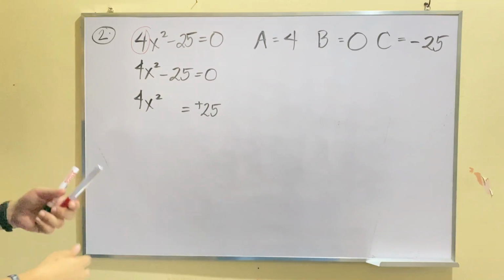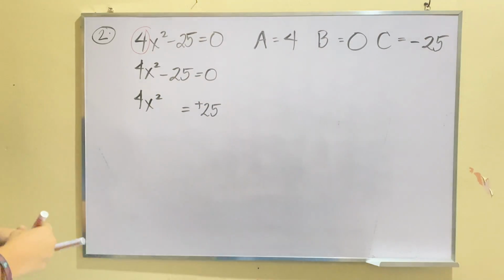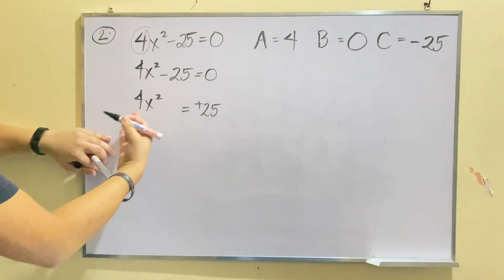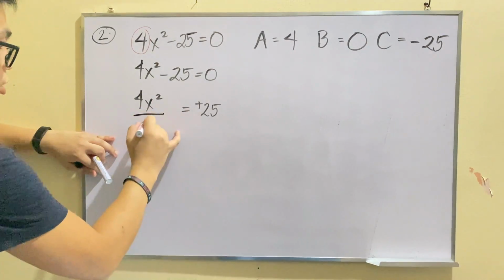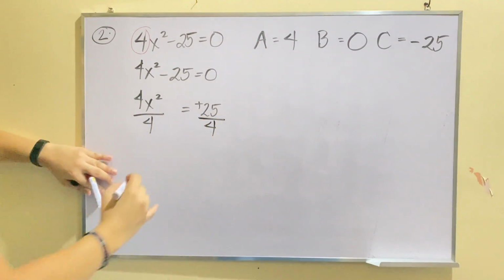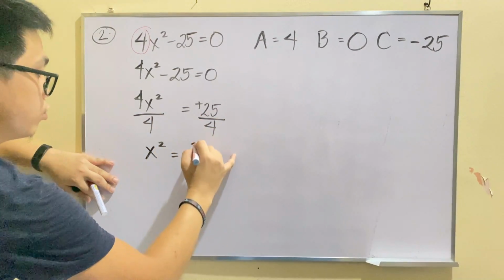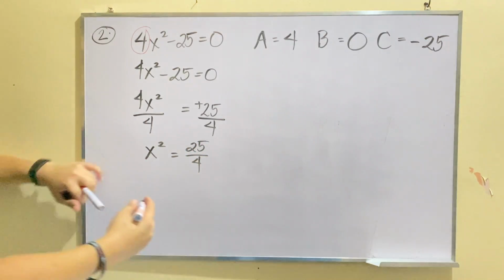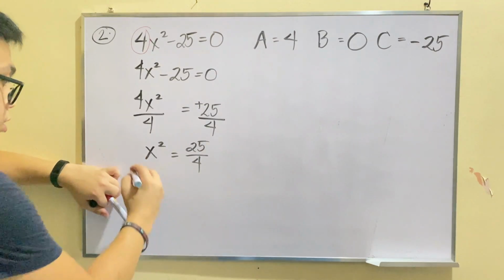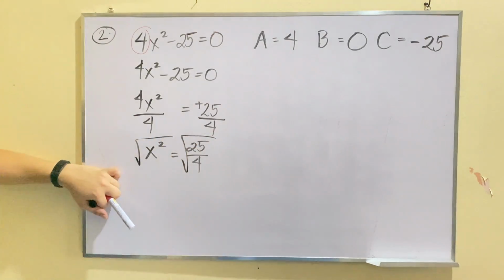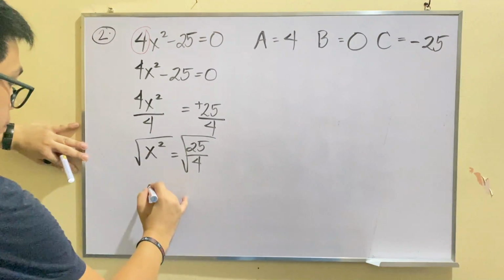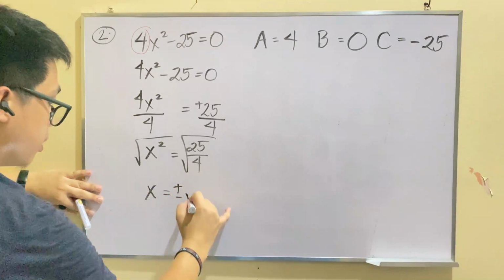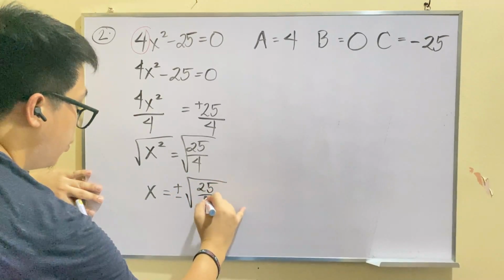Okay. So, after na lumiban ni negative 25 sa kabilang side, proceed na tayo sa extracting the roots. Alisin muna natin yung numerical coefficient ni x squared. So, divide natin siya sa 4 divided by 4. So, x squared is equals to 25 over 4, or 25 divided by 4. Kaya siya tinawag na extracting the roots. Hahanapin natin ang square root. Square root ng x squared is of course x. Then, magiging positive or negative square root of 25 over 4.